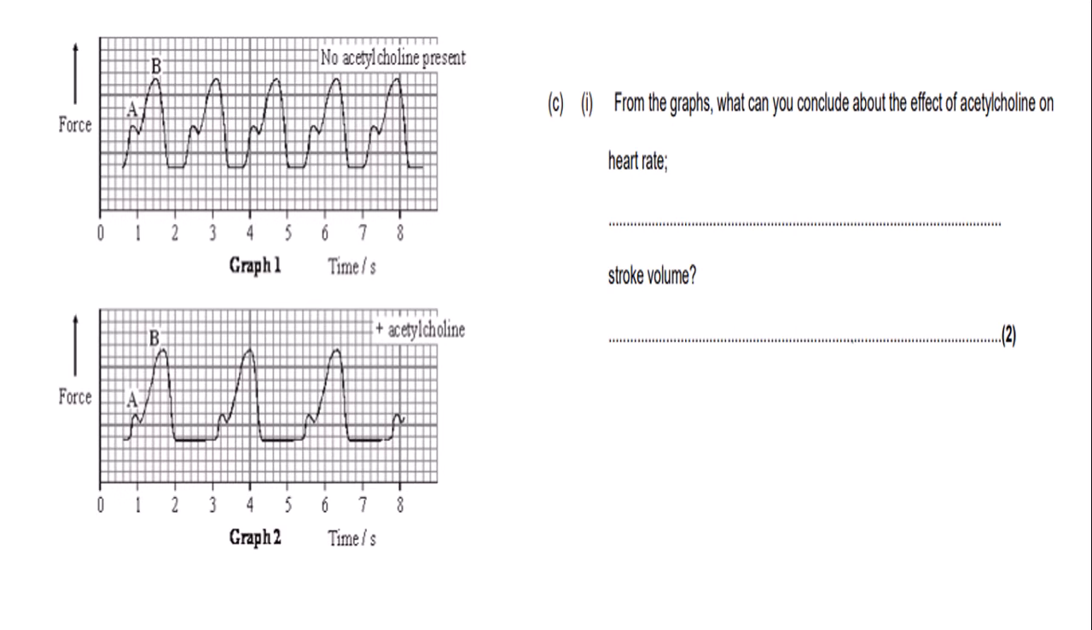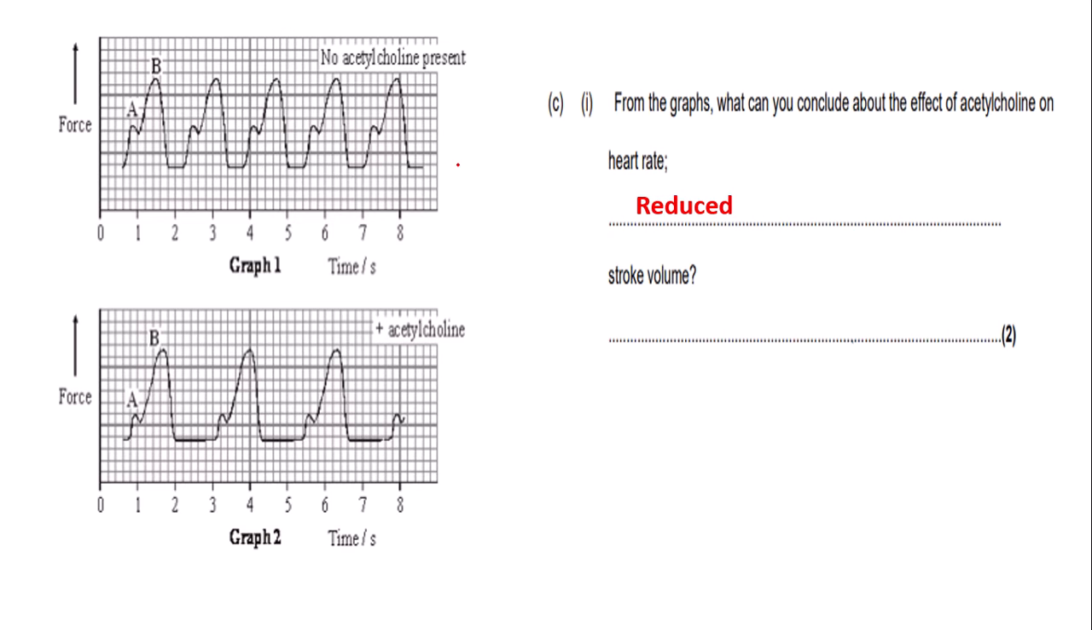The next question says, from the graphs, what can you conclude about the effect of acetylcholine on heart rate and then stroke volume? If we compare the graphs for heart rate, you can see that when acetylcholine is present, there is a lower heart rate as there are fewer cycles. When acetylcholine is present, there are only 3 cycles, but when no acetylcholine is present, there are 5. So this is what I've written for heart rate: heart rate is reduced when acetylcholine is added.